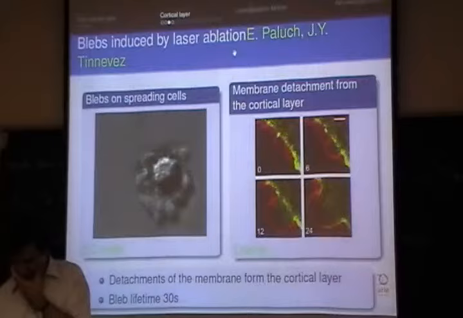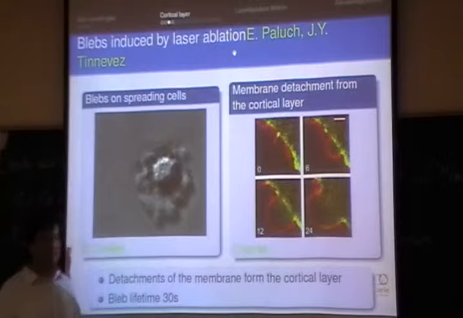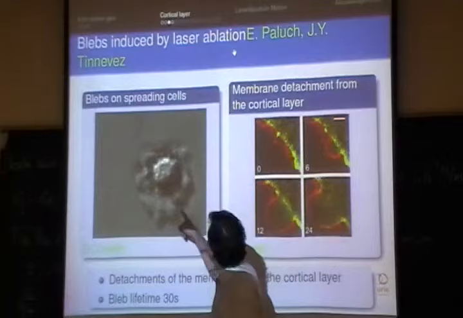The second question we looked at is what people call blebs. I don't know if any of you saw pictures like this. This one is in a bad shape. It's currently dying. And what you see here is big membrane protrusions, where the membrane detaches from the cortex.